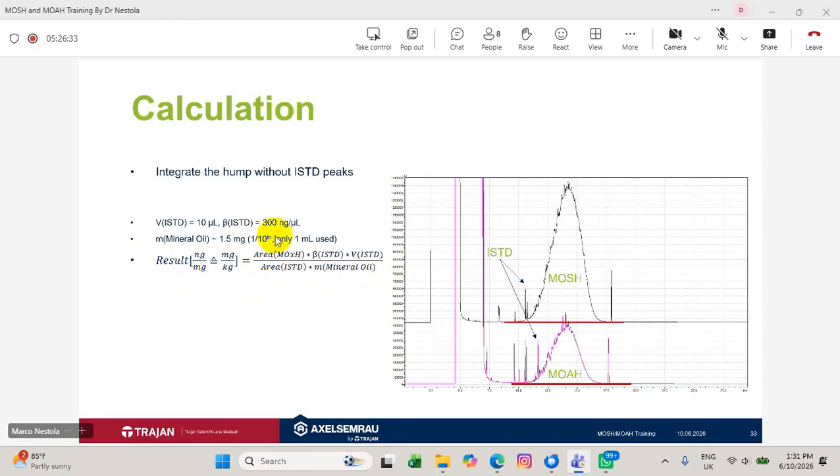In milligram per kilogram in the end, which is also the same as nanogram per milligram, but you need to calculate now a little bit.